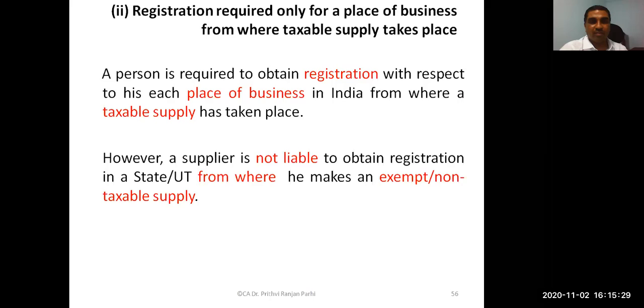So, while you were explaining to us, if Tripura is making a non-taxable supply and Assam is making a taxable supply. After that, I wasn't able to hear anything from you. Okay, then if that is so, let me repeat it once again.